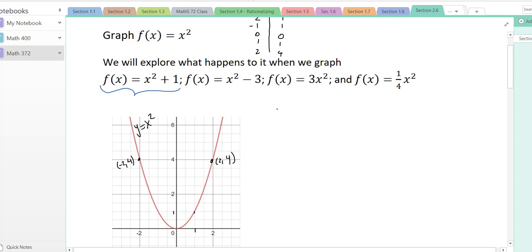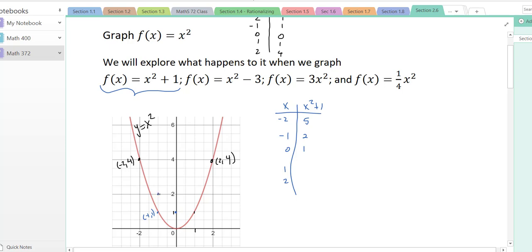So let's do a t-table for this, x and x squared plus 1. If we do the same values, -2, -1, 0, 1, and 2, notice that -2 squared is 4 plus 1, that will be 5. So this one is going to go up by 1, it's going to go to 5. -1 squared is +1, plus 1 is 2. So this point here, -1, 1, is going to move up to 2. 0 squared is 0 plus 1 is 1. So this 0 is going to move up over here to 1.